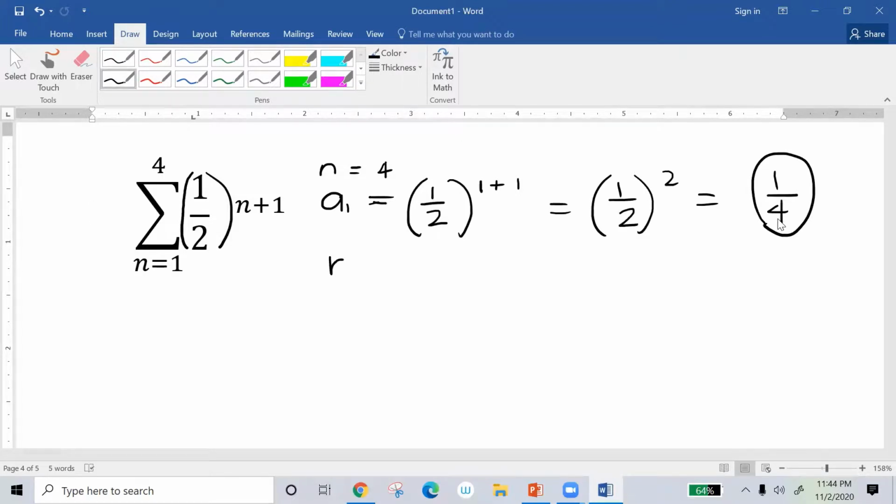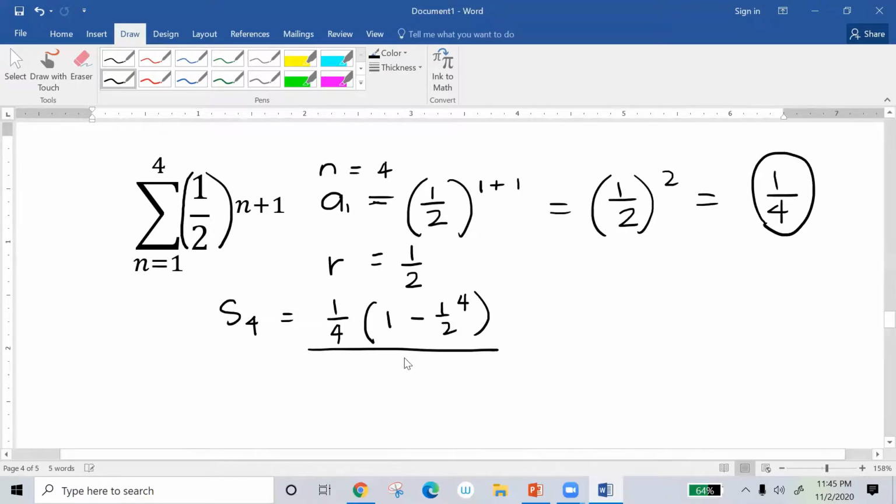Now, common ratio. Obviously, our common ratio from the rule is 1 over 2. Okay. We have some formula. S sub n, our n is 4. The sum of 4 terms is equal to the first term, which is 1 over 4, times 1 minus 1/2 raised to, what is our n? Raised to 4. Okay, next, all over 1 minus 1 over 2. Then simplify.